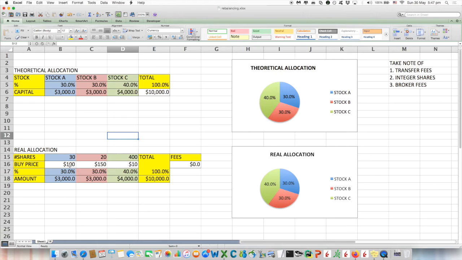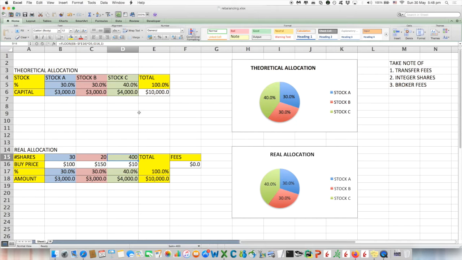So you say, okay, good, for stock A the price is $100, stock B is 150, and stock C is 10, right? So if I want to buy 3,000 worth of stock A, I need to buy 30 shares, right? So it's like 3,000 divided by 100 is 30 shares. And here you get 20 shares, and here you have 400 shares. And this is usually the example you get.